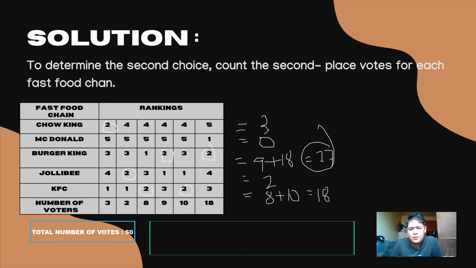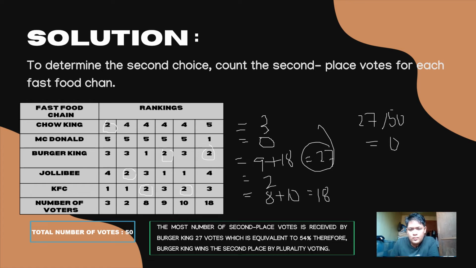To give the percentage, we need to divide it by the number of total votes, which is 50. To divide, it's 0.54, or equivalent to 54%. So in the second place votes, Burger King has 27 votes, which is equivalent to 54%. Therefore, Burger King wins the majority in second place using the plurality method of voting.